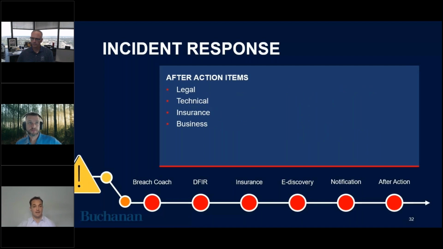And then finally, we get to the after action items. And these are the lessons learned. So once everything is done, we do a hot wash and we go through and we say, from a legal perspective, what did we do well? What do we now know that we're required to do? Same with technical, insurance, and business. What do we need to do better? What do we need to put in place? What are the technical, procedural, or personnel changes that need to be made to ensure that we are able to identify and mitigate any breach that occurs in the future?